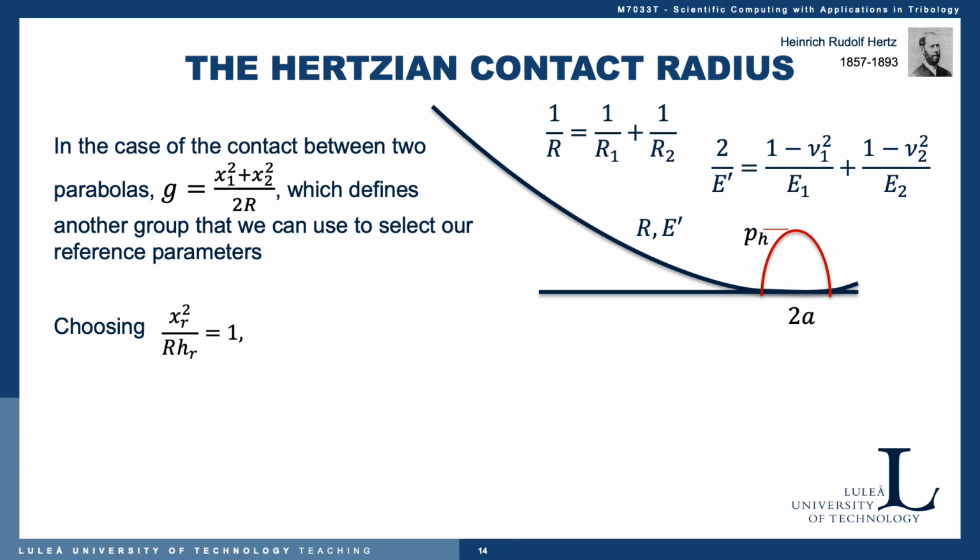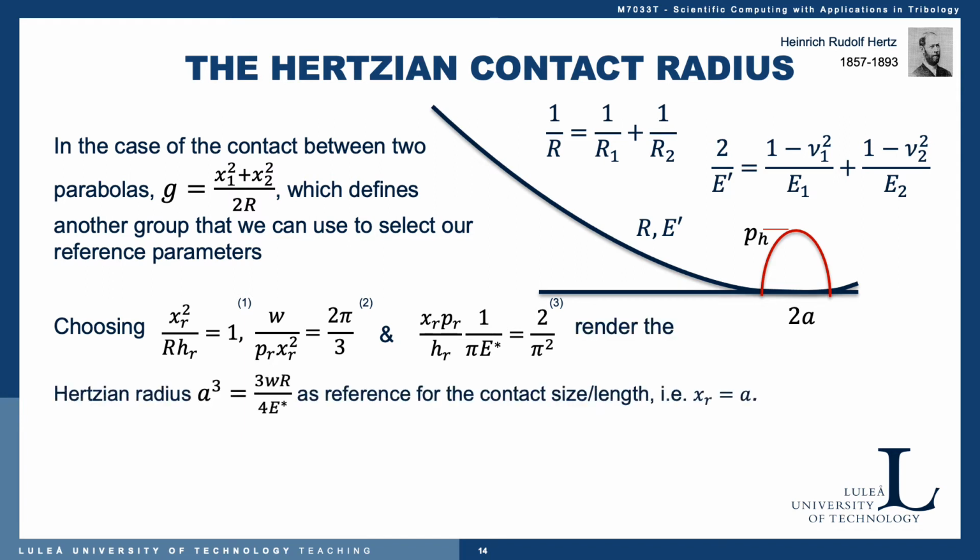So if we now choose the first dimensionless group to be 2 pi over 3 and the third dimensionless group to be just 2 over pi squared, then we will have the Hertzian radius A, which cubed looks like this, as a reference for the contact size or length, i.e. the reference parameter XR is equal to A.